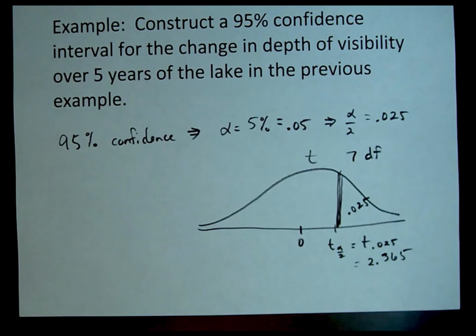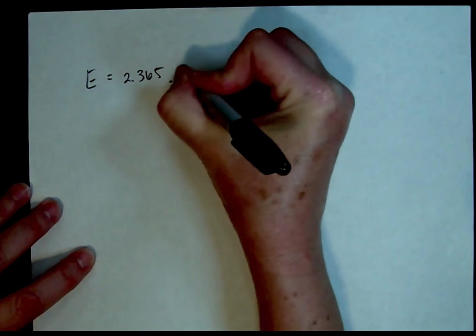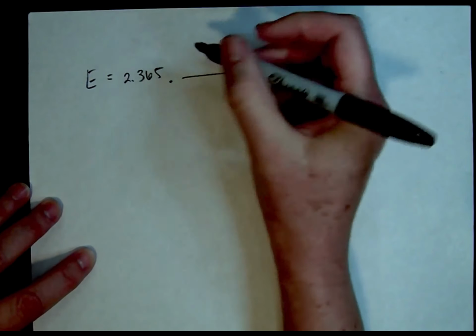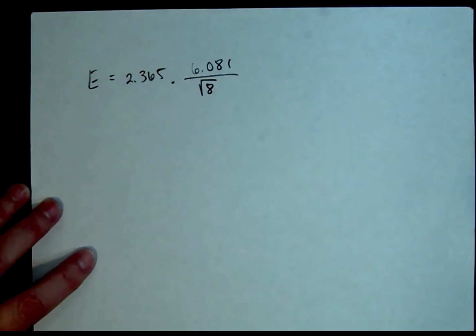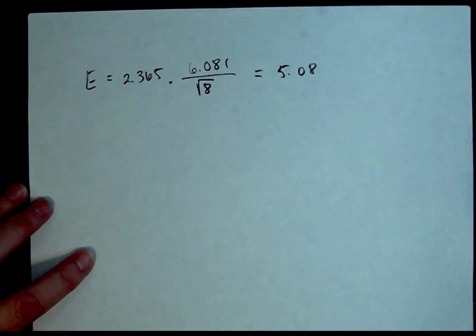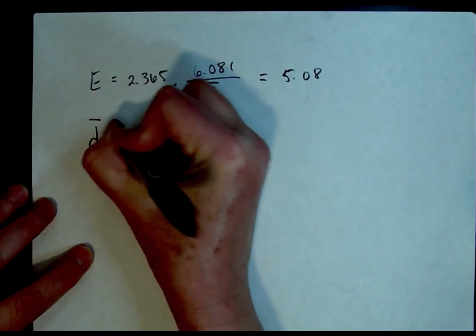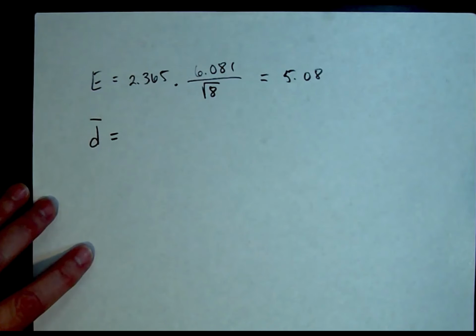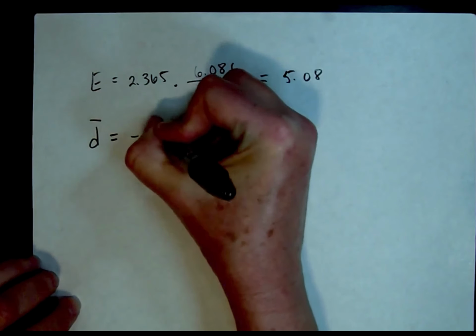Okay, so now we're ready to compute our margin of error. It's 2.365, the t sub alpha over 2 that we just found, times the sample standard deviation, which is 6.081, over the square root of the sample size 8, and run that through a calculator, and you'll get 5.08. And just recall that we had computed the average of the matched pair differences to be negative 5.125.